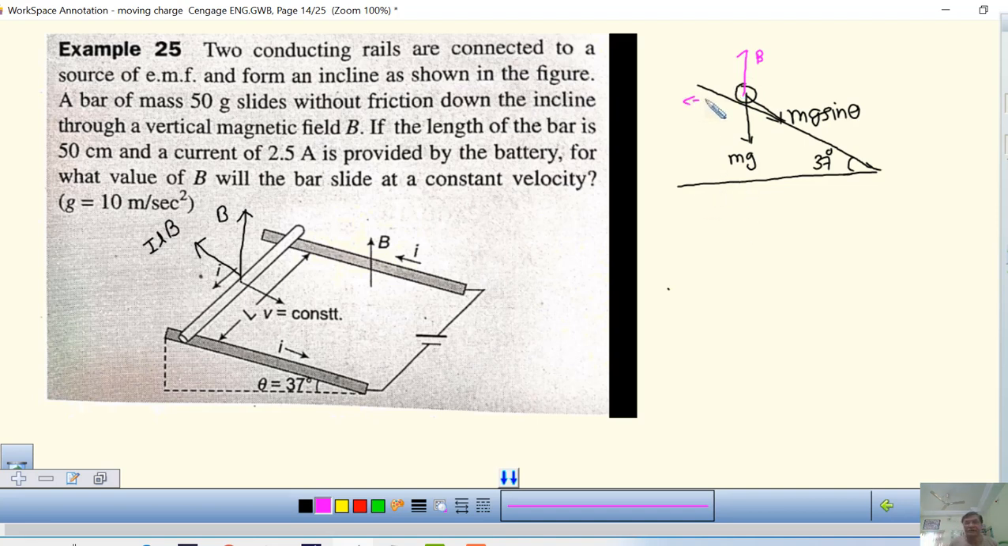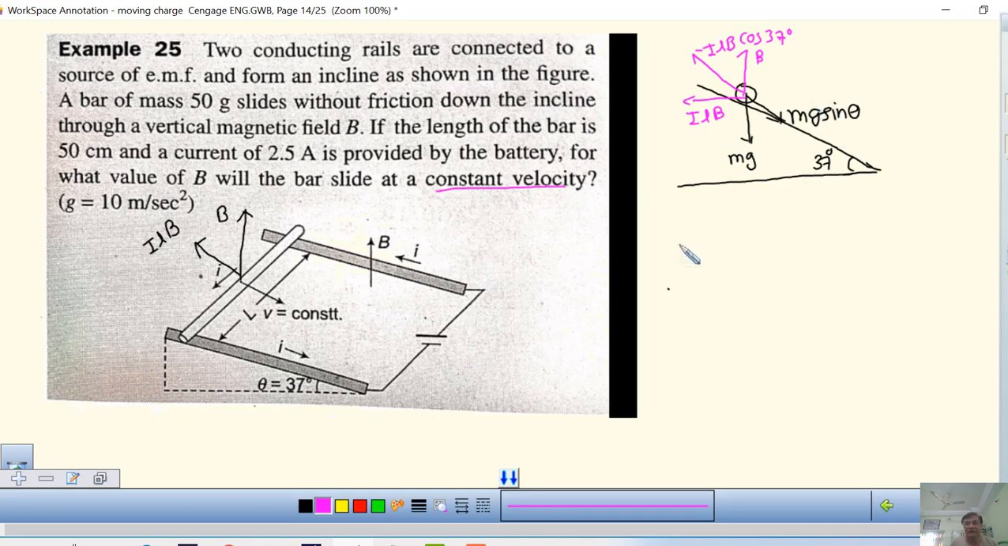So this is ILB, and this is ILB cos theta. So this is our FBD. Now you can see here velocity is constant. It means resultant force is 0.